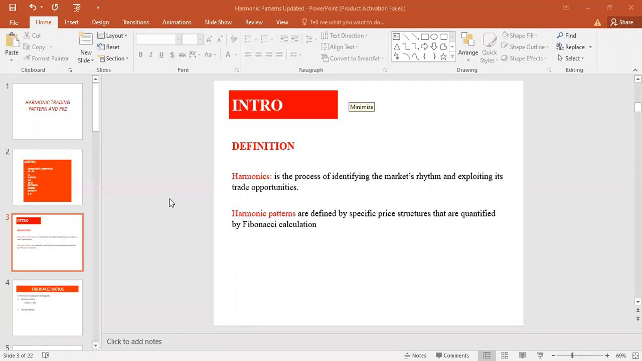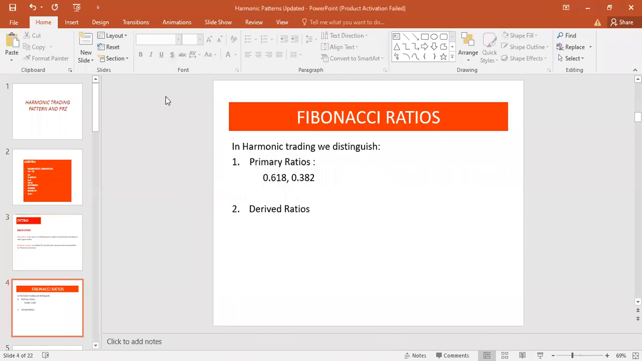All right, so we go to Fibonacci ratios. What is this Fibonacci? Fibonacci, of course, is the name of a mathematician that developed some things in mathematics that we have now adopted into trading.